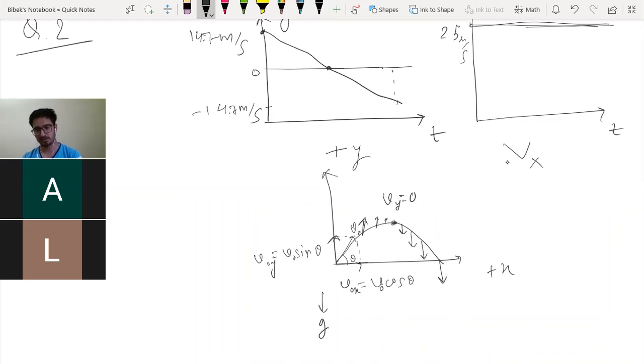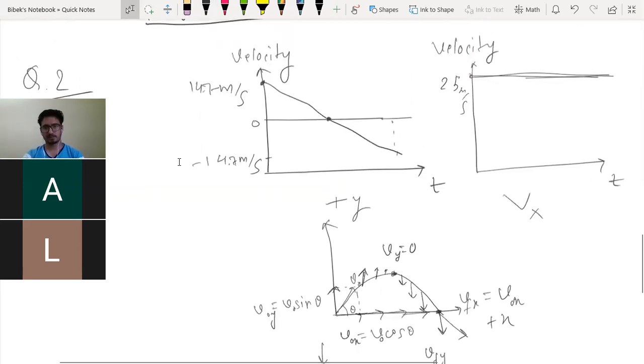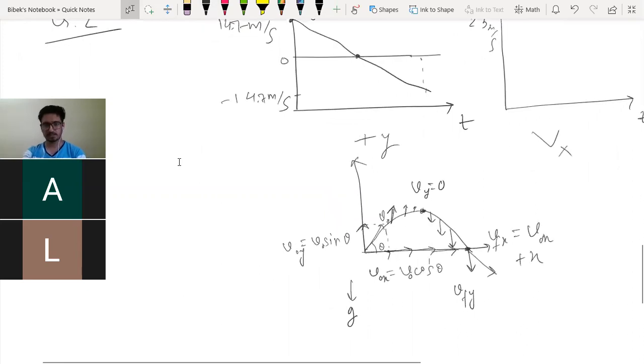So in your final, when the ball strikes the ground, the final velocity is like this, and your y component is towards the negative y, and your x component is equal to v naught x, because it's always the same. It will always cover equal distance in equal time. So that's the fundamental thing about the projectile.